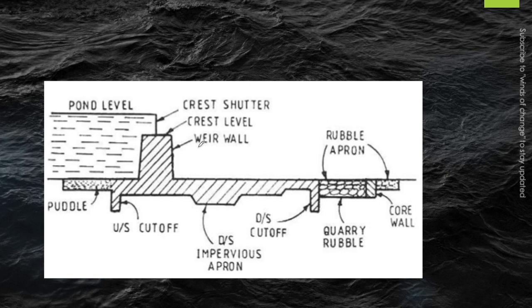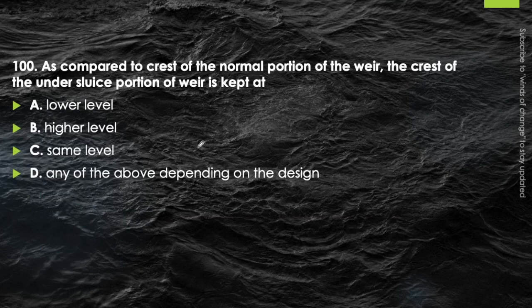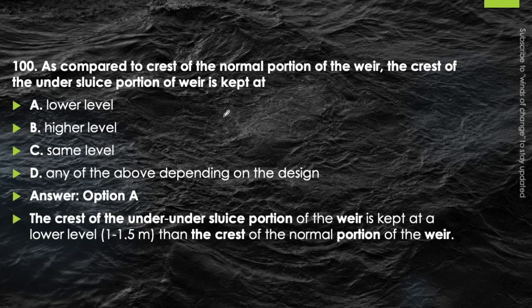Okay. Next question. As compared to the crest of the normal portion of the weir, the crest of the undersluice portion of the weir is kept at a lower level, higher level, same level, or any of the above depending on the design. Just think about it. At the undersluice portion, the crest is kept... The answer will be, it will be kept at a lower level.